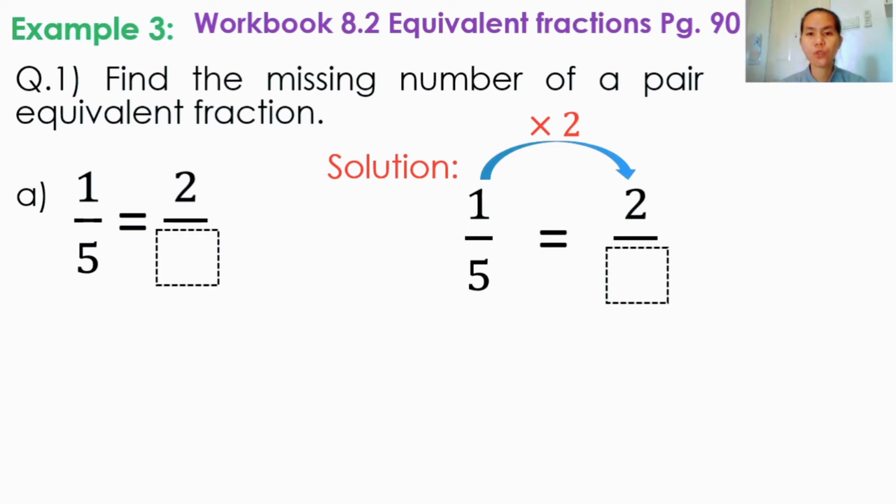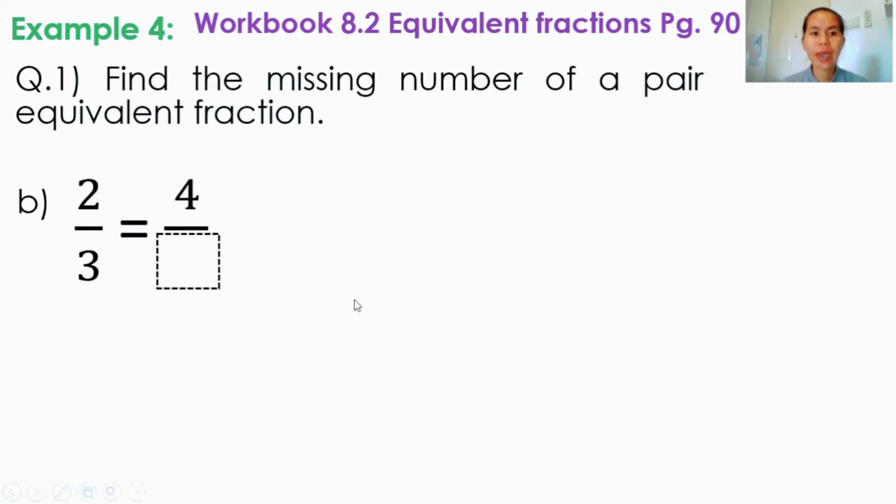Whatever we do to the numerator, we will do the same to the denominator. So we will multiply 5 by 2. So 5 times 2 is equal to 10. Yes, very good. So the missing number here is 10. Therefore, 1 over 5 is equal to 2 over 10.